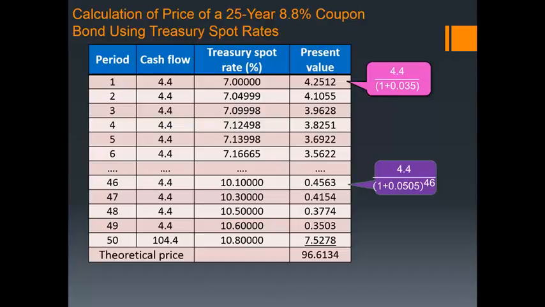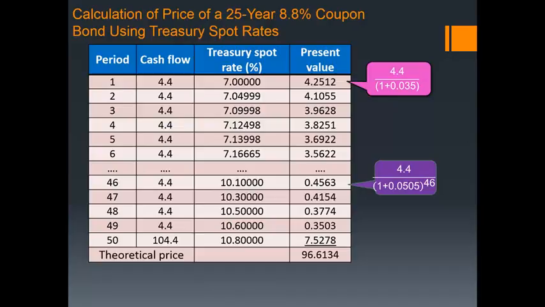So let's say we have a 25-year bond, 8.8% coupon, the same bond we looked at a moment ago, and we're going to use Treasury spot rates. We've calculated the Treasury spot rate curve. We have the 50 periods, one for every 6 months, the cash flow of 4.4 per period, and the Treasury spot rate. We're going to have 50 of these. Then we calculate the present value of each cash flow.